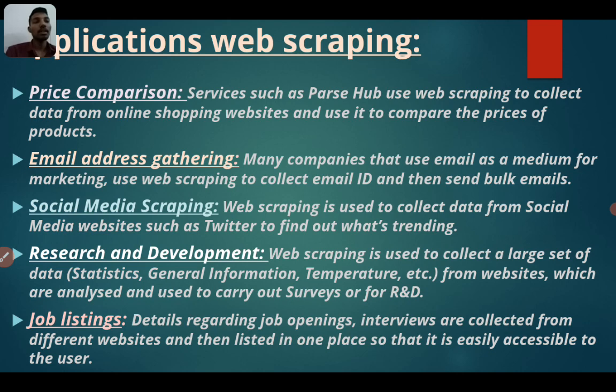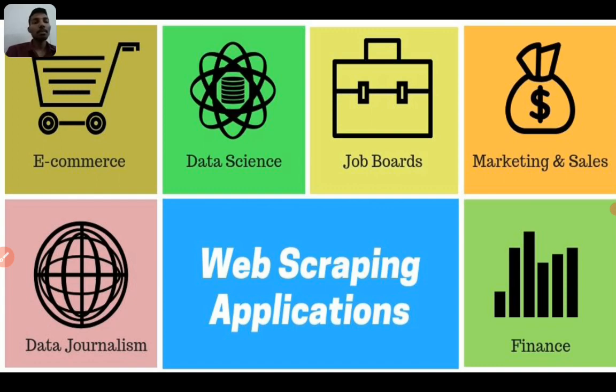Social media scraping. Web scraping is used to collect data from social media websites such as Twitter to find out what's trending. Research and development. Web scraping is used to collect a large set of data, statistics, general information, temperature, etc. from websites, which are analyzed and used to carry out surveys or for R&D, research and development. Job listings. Details regarding job openings and interviews are collected from different websites and then listed in one place, so that it is easily accessible to the user. These are the applications of web scraping. Web scraping is also used in data journalism, e-commerce, data science, job boards, marketing and sales, finance.